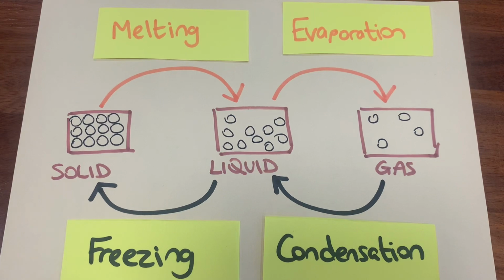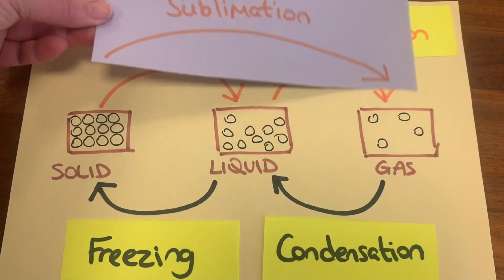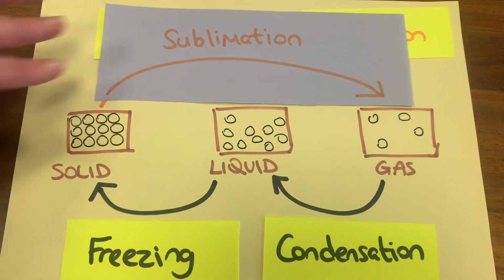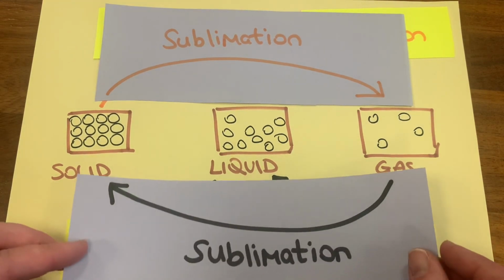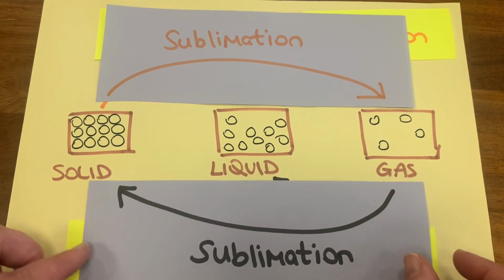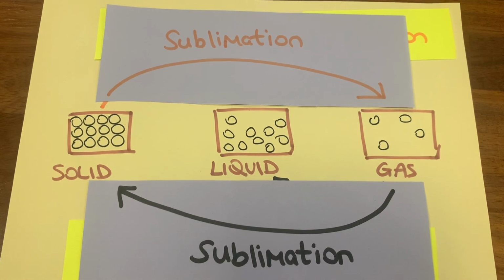Now for iodine, it goes straight from a solid to a gas. There's no in between. So when we heat up solid iodine, it changes straight into a gas. That's called sublimation. And when the gas iodine cools down, it will change straight from a gas to a solid. So we're going to show you this reaction now, and there's no intermediate liquid stage. It goes straight from solid to gas and back again. So remember that word, sublimation.